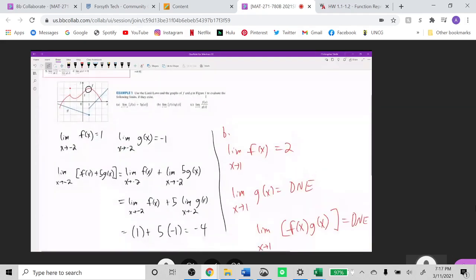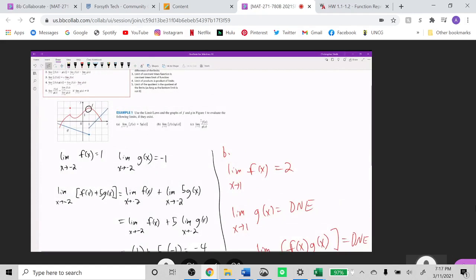And the last one here, the limit as x approaches 2 of f of x divided by g of x. So it'll be helpful to find those limits separately. So the limit of f of x as x approaches 2 is, it's a decimal, right? It's maybe 1.4 or 1.5. We'll say 1.4.